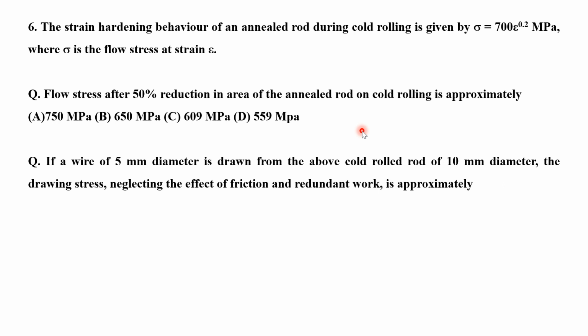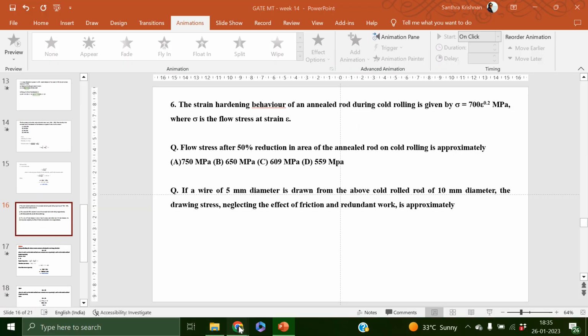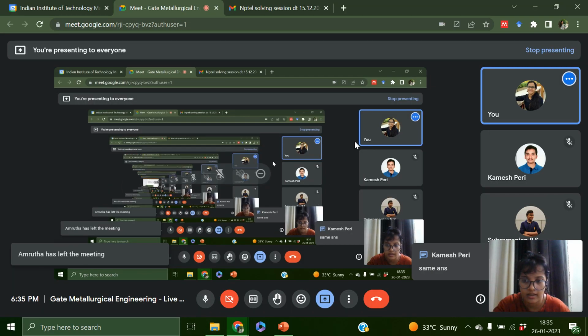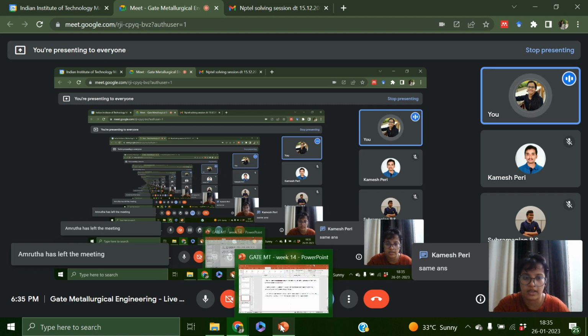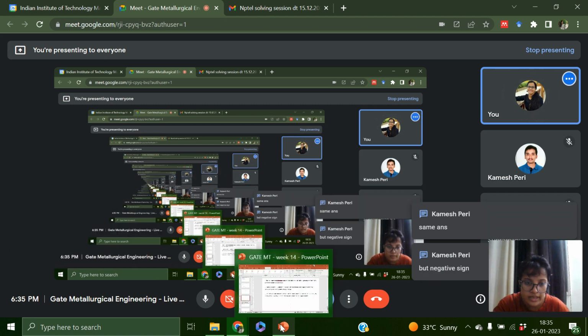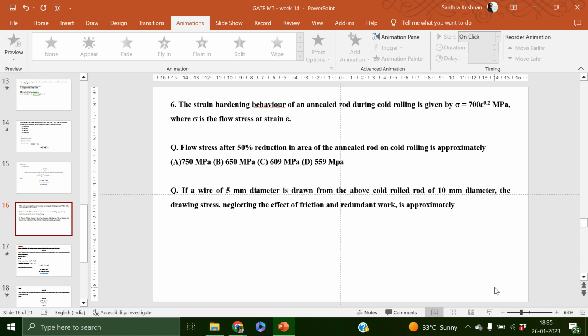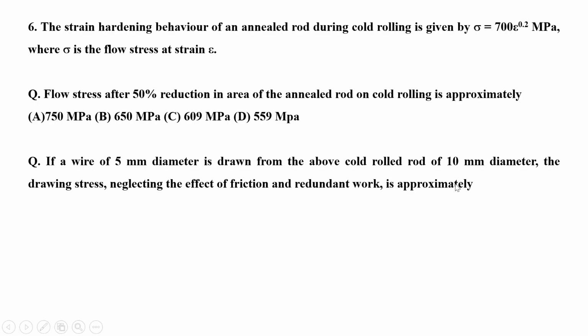Yeah. So what about the other person? Kamesh, are you able to follow? But negative sign. Why is it coming negative? Is the other person getting negative or is it only Kamesh? Okay, so Kamesh, can you please check where the negative sign has come about? Okay, so strain probably, I think. Strain is final minus initial, right?